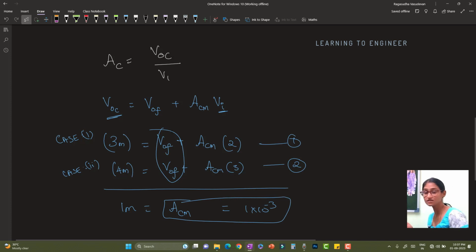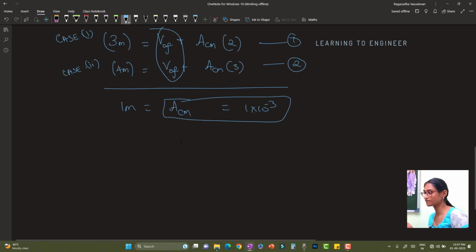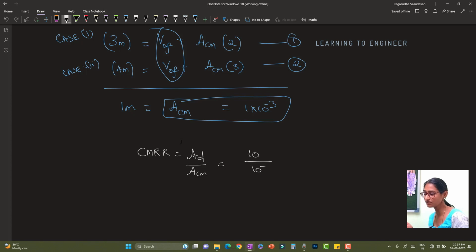Okay, what is asked? CMRR is asked. The common mode rejection ratio will be the ratio of differential gain to that of the common mode gain. It's given that the differential gain is 10, so it is 10 divided by 10 to the power minus 3. So the CMRR is 10 power 4.